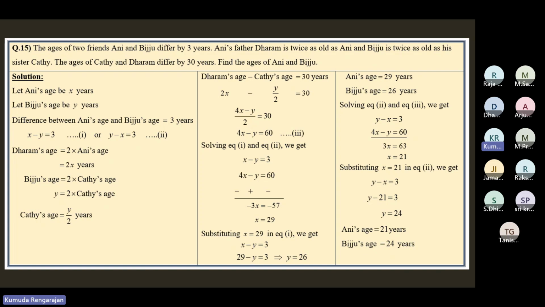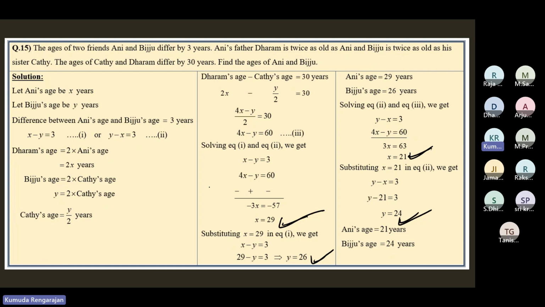So when you solve the equations, in the first case you get x is 29 and y is 26. In the second case, you get x is 21 and y is 24. And they're acceptable, no? They're all positive values. A person can be 21 years old, another person can be 24 years old, a person can be 29 years old, a person can be 26 years old.